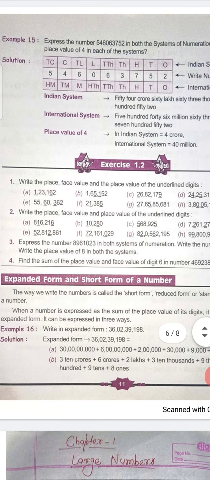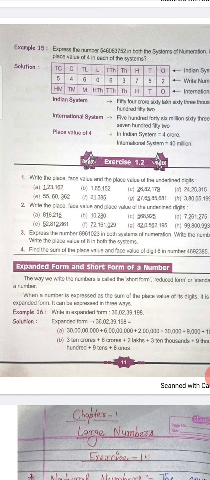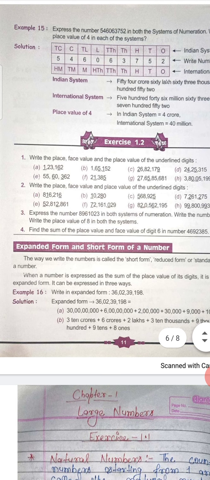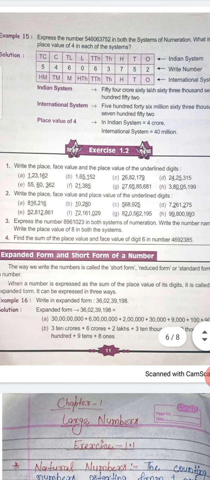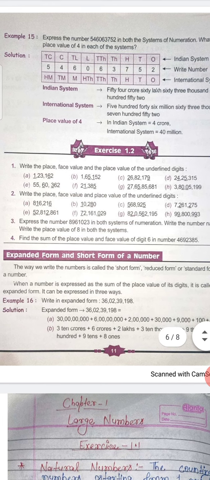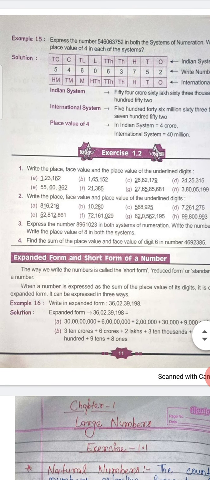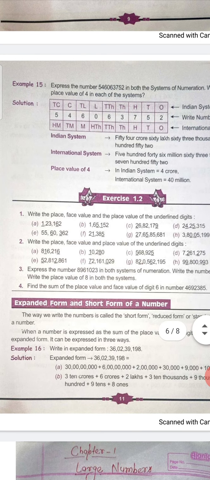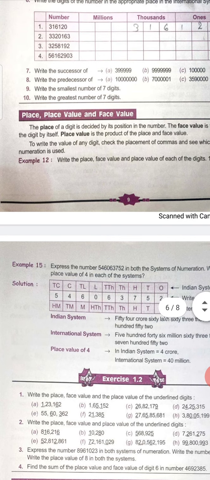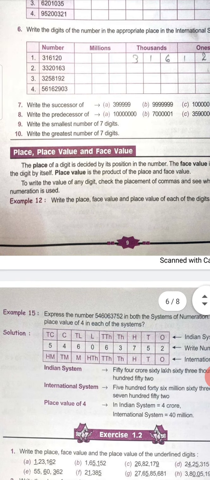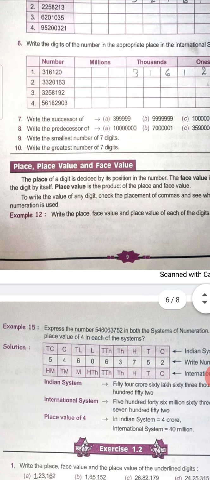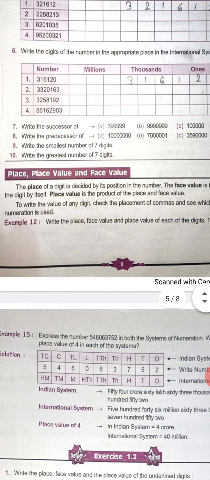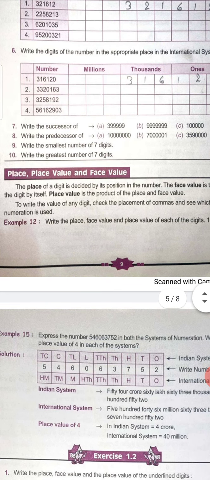Now open your maths book, page number 11. Exercise 1.2. Write the place, face value and the place value of the underlined digit. Then we have to know about place, face value and place value. What is place? The place of a digit is decided by its position in the number. उस नंबर का पोजीशन उसका प्लेस बताता है.